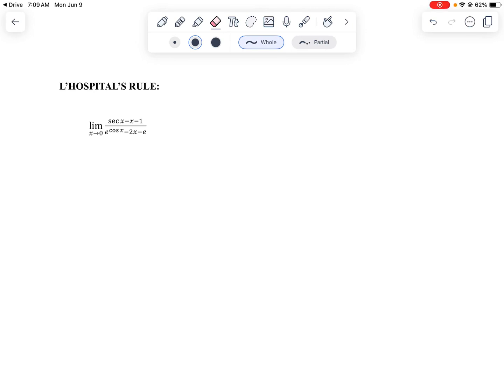Hello AP Calculus students. So this is a limit technique called L'Hopital's rule. So your very first technique should be to try substitution.